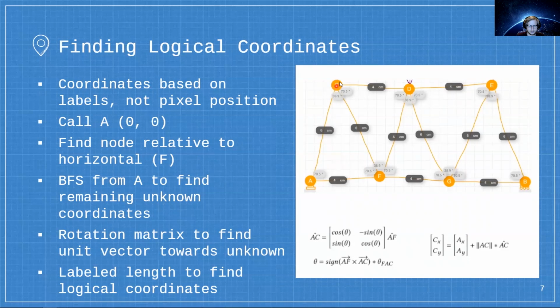So we would go to C and see, since we know the coordinates of A and F, we can calculate the coordinates of C using a rotation matrix. So that's this matrix here. What we do is find the unit vector from point A to point C using the rotation matrix. And then using the coordinates of A plus the input from the student, we can determine the coordinates of C using this equation.